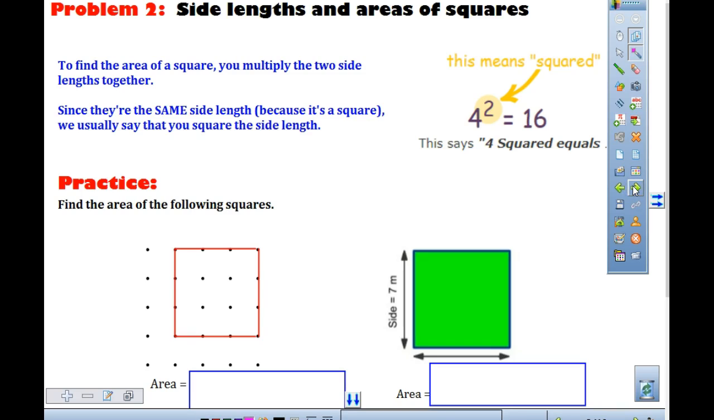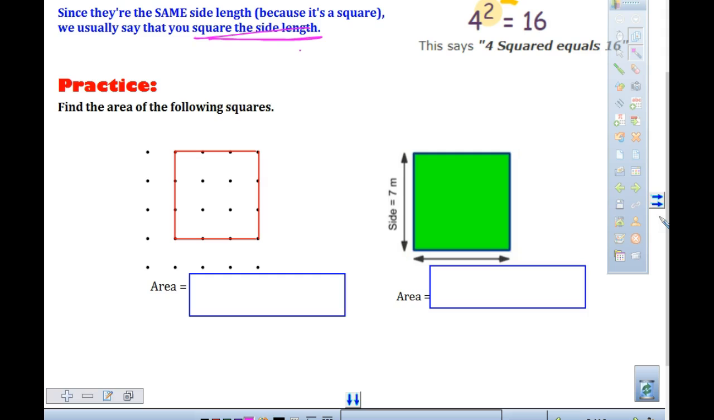So it says to find the area of the square, you multiply the 2 sides together. Since they are the same side length because it's a square, we usually say you square the side length. So when the side length was 4, 4 squared equals 16. So it says find the area of each of these squares. So you have 2 squares down below there. Right now, we might say our side length here is 3. Over here, they're telling us the side length is 7 meters.